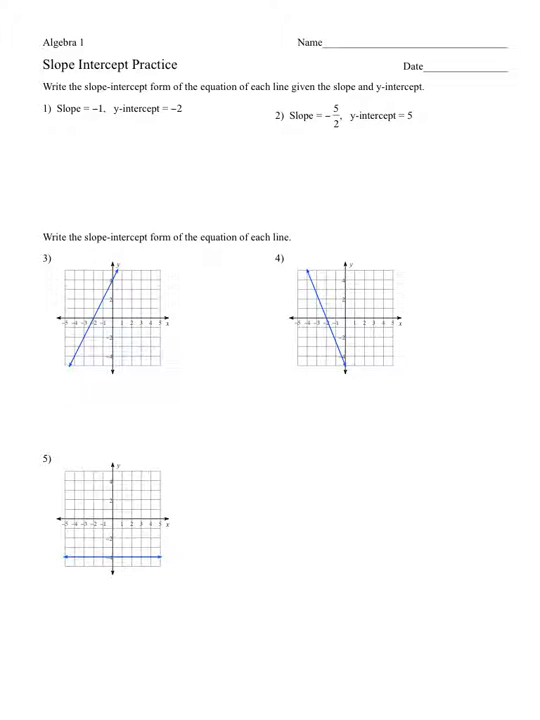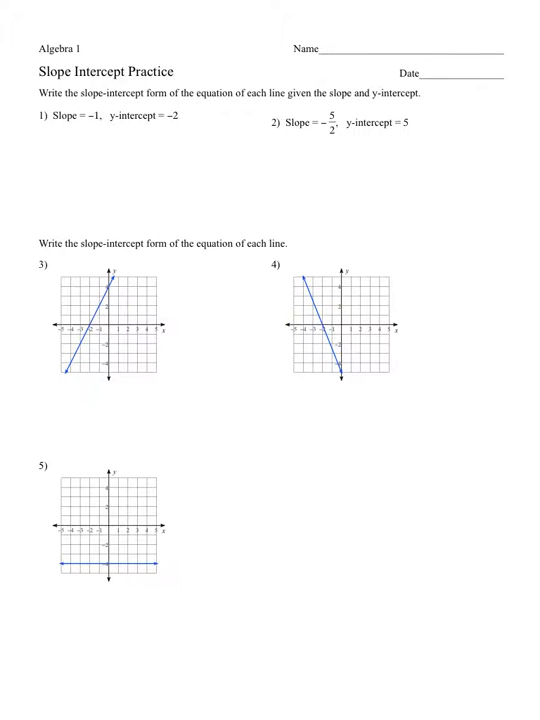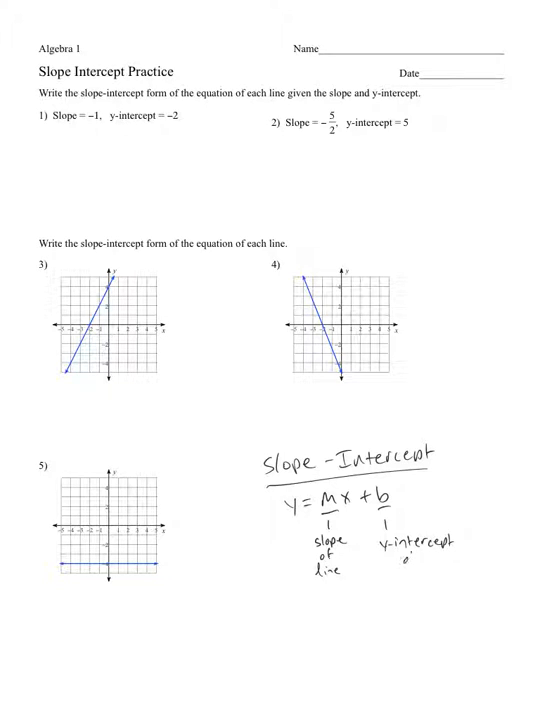Today we're practicing what you have just learned. It's called slope-intercept form. Guys, slope-intercept form of a line uses the equation y equals mx plus b. Guys, m is the slope of the line. b is the y-intercept of the line. Hence the name slope-intercept.